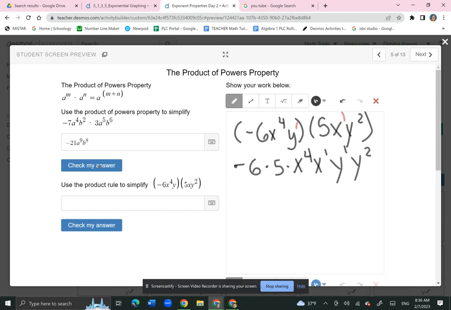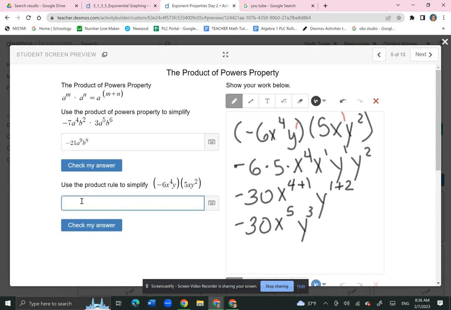Now I'm going to multiply. Remember, I'm not going to undo what your second grade teacher taught you. So negative 6 times 5 is still negative 30. And then x raised to the power of 4 plus 1, because when I multiply powers with the same base, I add the exponents. And y raised to the power of 1 plus 2. So negative 30 times x raised to the power of 5 times y raised to the power of 3.